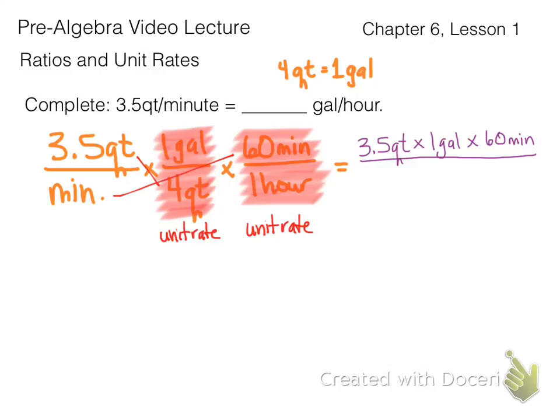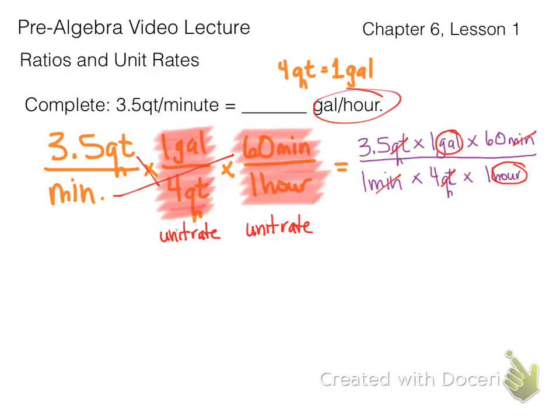Big, giant fractions. So we have 3.5 quarts times 1 gallon times 60 minutes because we're multiplying all of the numerators. Now, if I multiply all the denominators, I have 1 minute times 4 quarts times 1 hour. And again, what I have on the top that matches what I have on the bottom, I can cancel out. So I can cancel out the quarts and I can cancel out the minutes, leaving me gallons and hours, which is what I wanted my final answer to be.